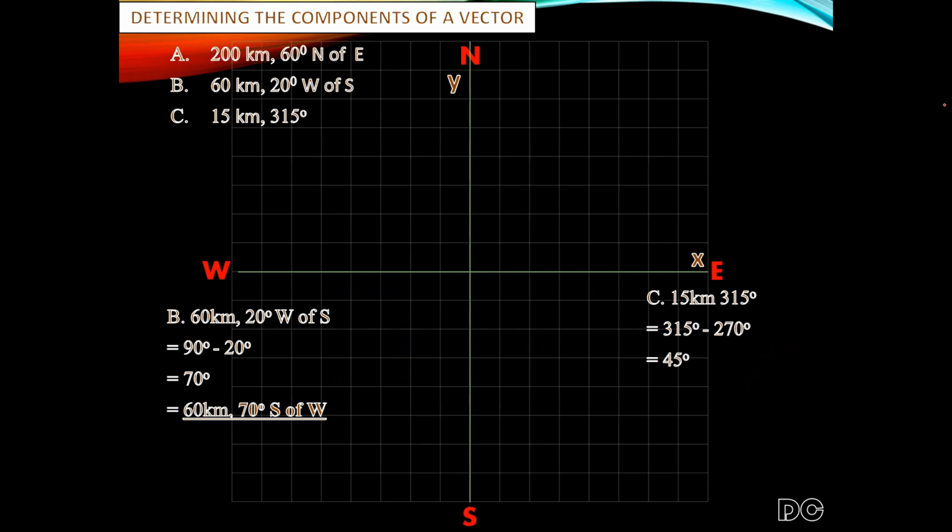And since it passes through south, it is also on the y-axis. So to make its angle based on the x-axis, we simply subtract 45 degree from 90 degree, and that is equal to 45 degree. So since it is on the x-axis, starting from the east, then it moves downward to the south, it now becomes 15 kilometer 45 degree south of east.